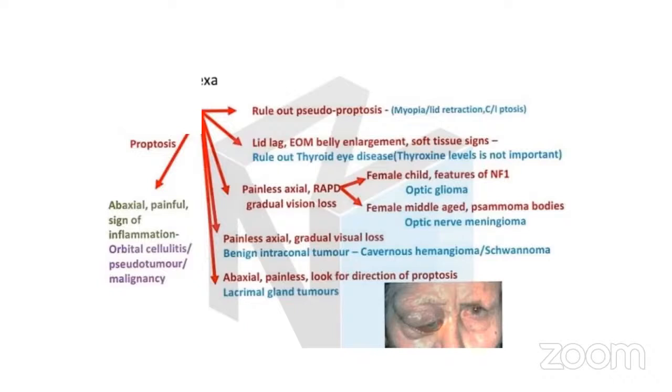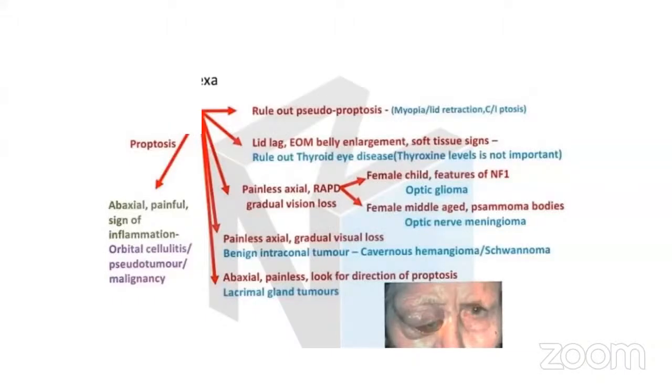An abaxial, painless proptosis could be suggestive of a lacrimal gland tumor, especially like this. If the proptosis is directed downwards and inwards, and there is abaxial painful proptosis with signs of inflammation, it could indicate an orbital cellulitis or pseudotumor or malignancy.